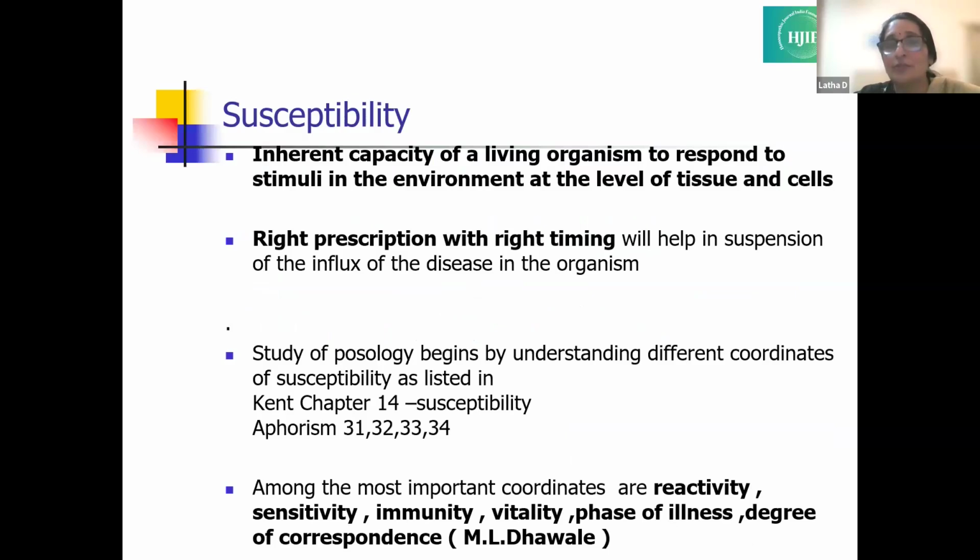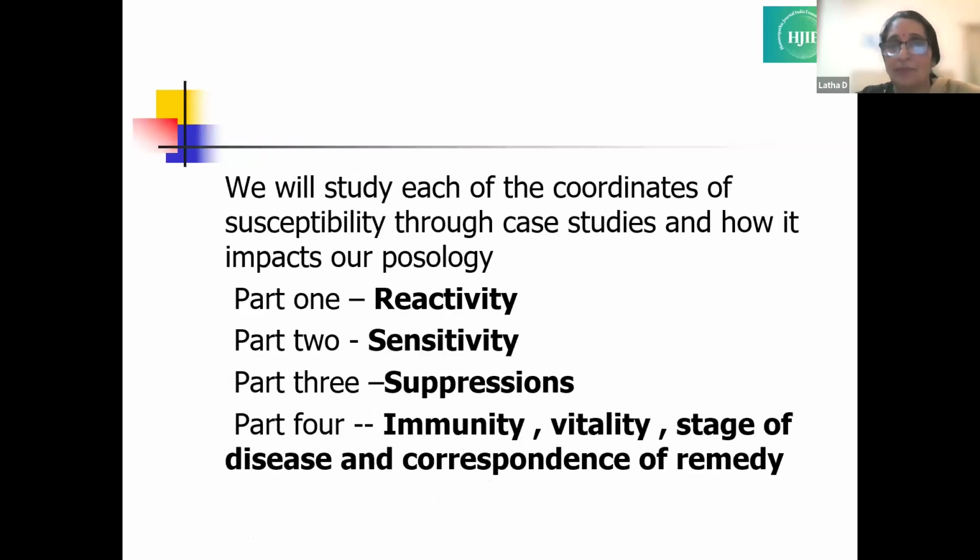The right prescription with right timing will ensure that the suspended state of influx in the disease is going to get removed. Most of these studies were carried out by Hahnemann, and it is listed in aphorisms 31-32 as well as in Kent chapter 14. In this presentation, what I'm going to focus on is the coordinates of susceptibility: the reactivity, the sensitivity, the immunity, vitality, phase of illness, and degree of correspondence, which M.L. Dhawale sir put together to understand the structure that he drew to understand susceptibility.